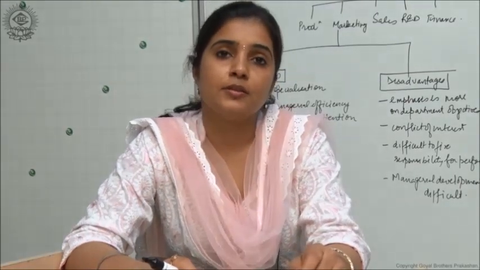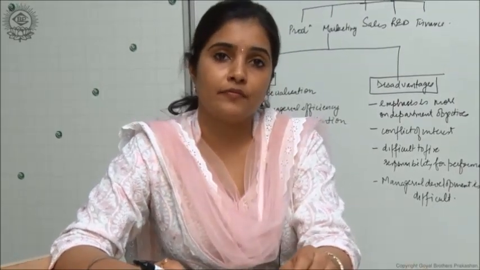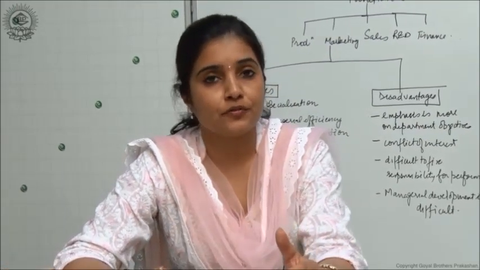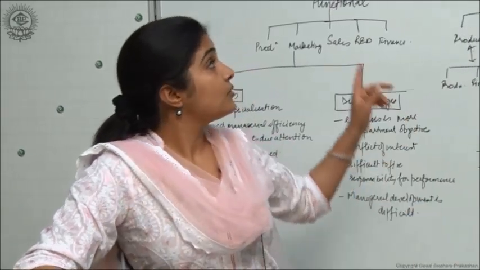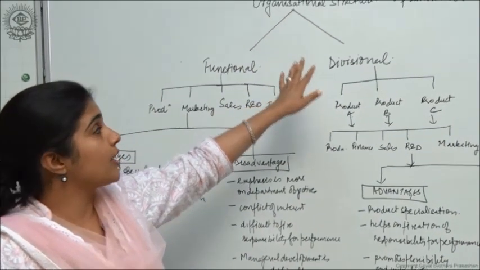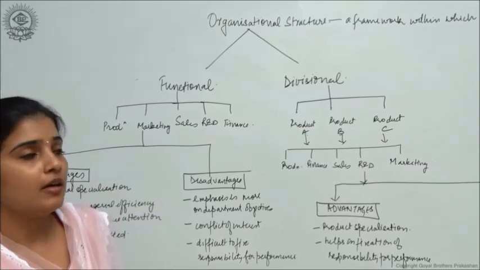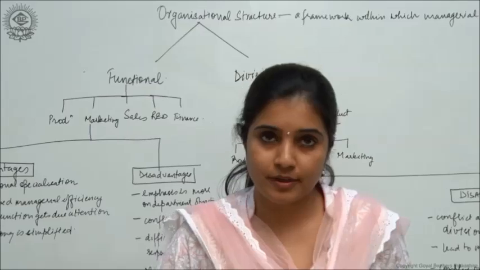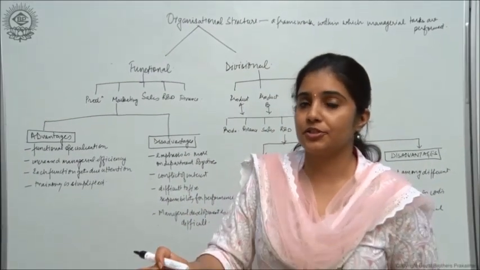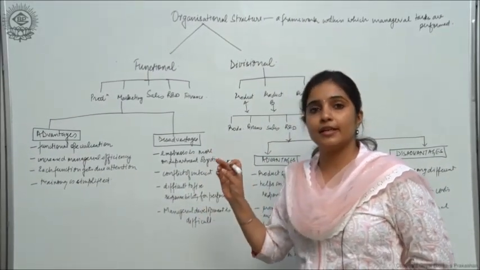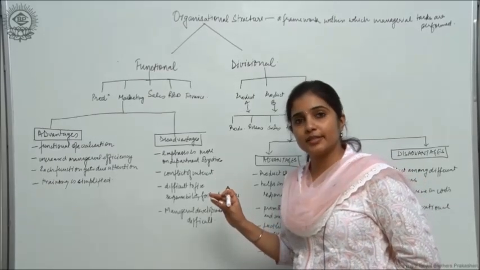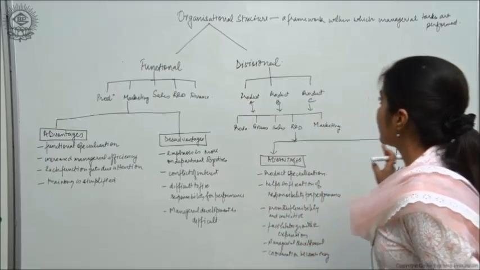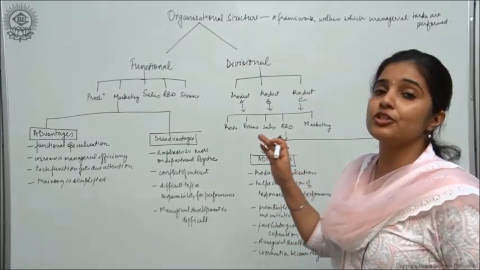After having understood the basic meaning of the organizing function and the different steps to be performed for it, now coming to the next topic, that is organizational structure. In the previous topic we were talking about the authority-responsibility relationships. By clearly assigning duties and establishing these relationships, we are designing the organizational structure. Organizational structure is a framework within which all the managerial tasks are to be performed.